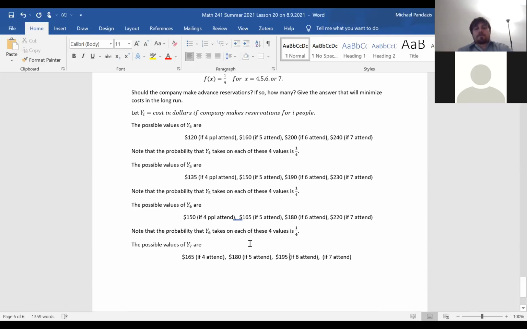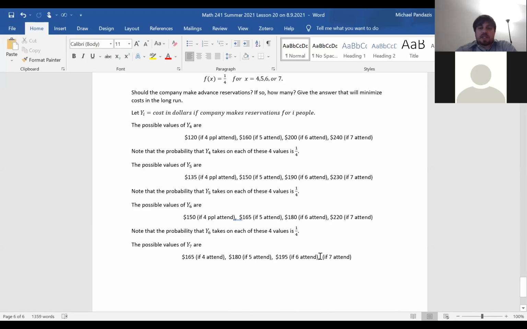195. And wait, no, I'm sorry, they cancel 1 less. And so as opposed to paying the cancellation fee of $15, they incur the cost of the entire person. Okay, so like if 5 people attend, I'm going to do it in the forward direction. If 5 people attend, they pay 30 fees, that's 150. They pay 2 cancellation fees, that's 30, right? If 6 people attend, 6 times 30 is 180. They pay 1 cancellation fee, that's 195.